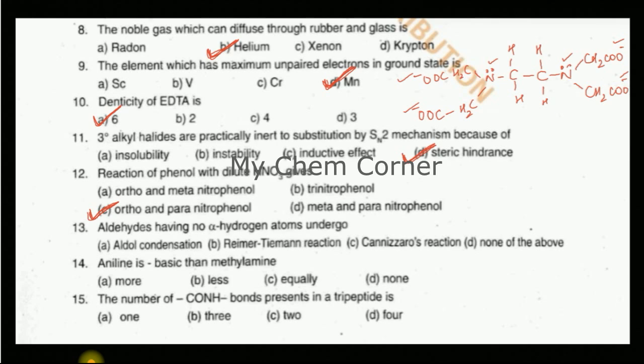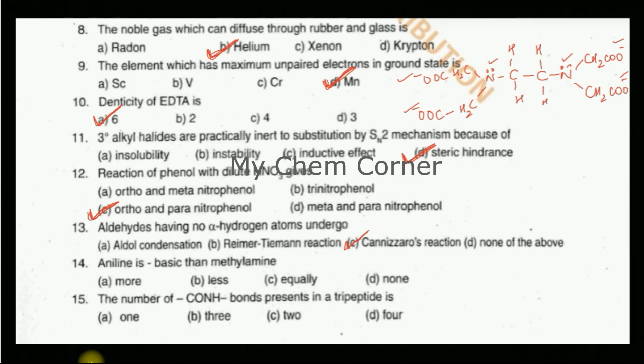Next one, aldehydes having no alpha hydrogen undergo Cannizzaro reaction. There are only 2 reactions in your entire syllabus where you will focus on alpha hydrogen. One is aldol reaction, the other one is Cannizzaro. Aldol reaction, you should have alpha hydrogen. Cannizzaro reaction, you don't have to have an alpha hydrogen. So out of these 2, option B and option D are ignored. A is also ignored because for aldol condensation, you need alpha hydrogen, whereas for Cannizzaro, you don't need an alpha hydrogen.